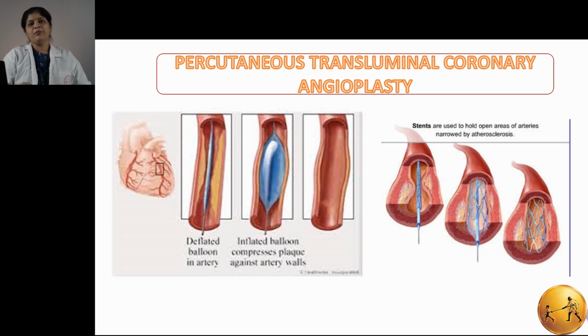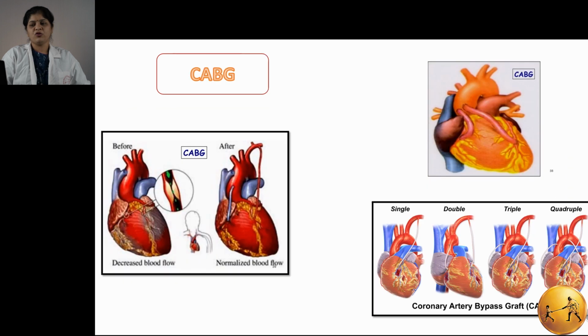Now to correct that narrowed lumen, stents or balloon angioplasty is done. Because of the balloon, this narrowed part is made normal. Because of the inflation, you can see here the narrowing is reduced, but recurrence can occur in these cases. Sometimes stents are put, nowadays stents are put to enlarge the lumen or to remove that blockage.